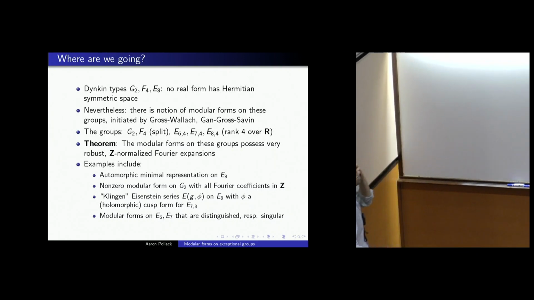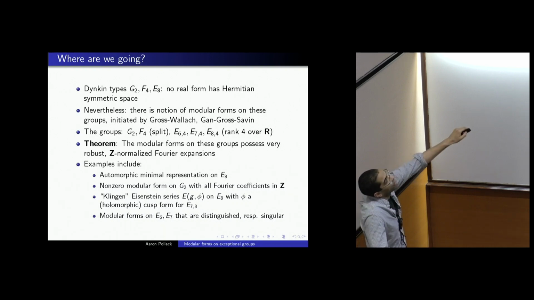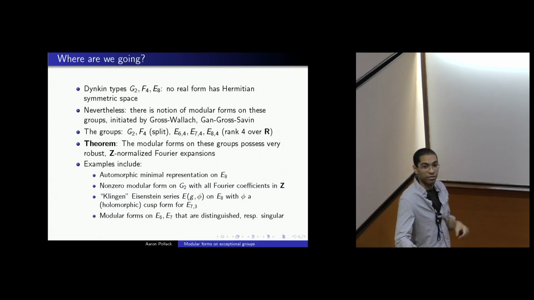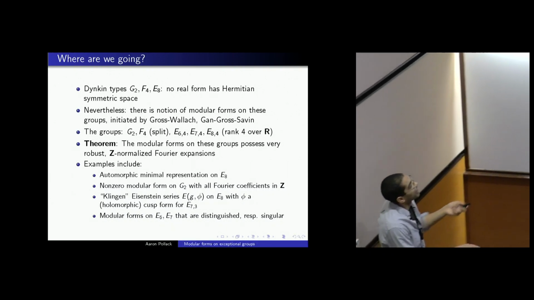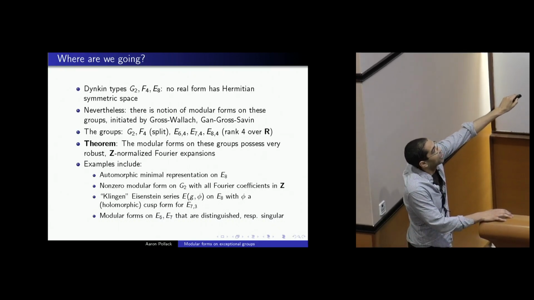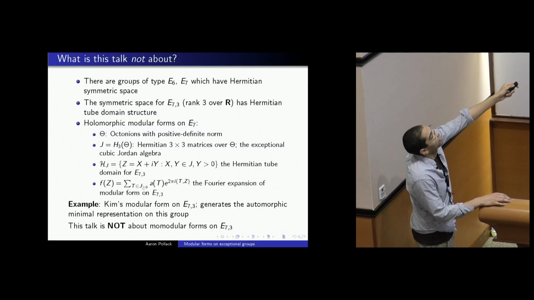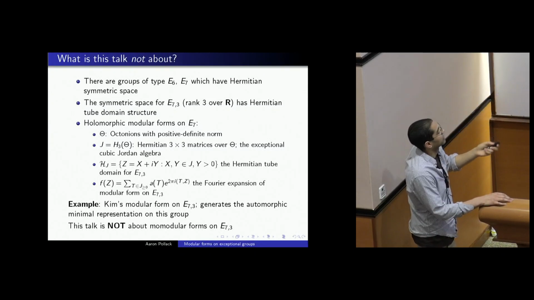So the groups that I'm going to be talking about are the split forms of G2 and F4 and forms of E6, E7, and E8 that have rank 4 over the real numbers. So to reiterate, this E7 here that we'll talk about has rank 4 over the real numbers, whereas the one that has Hermitian structure has rank 3 over the real numbers. Okay.